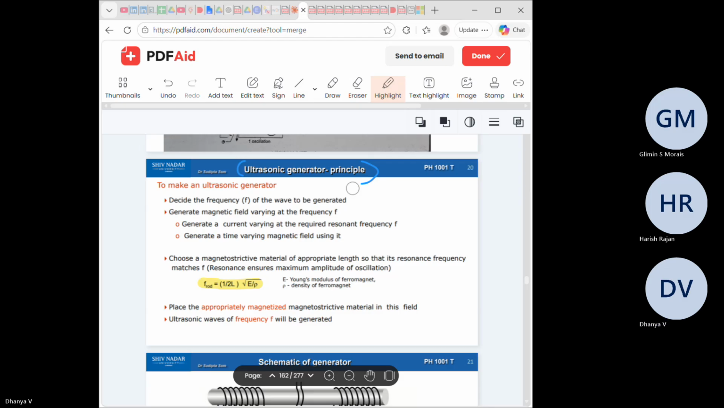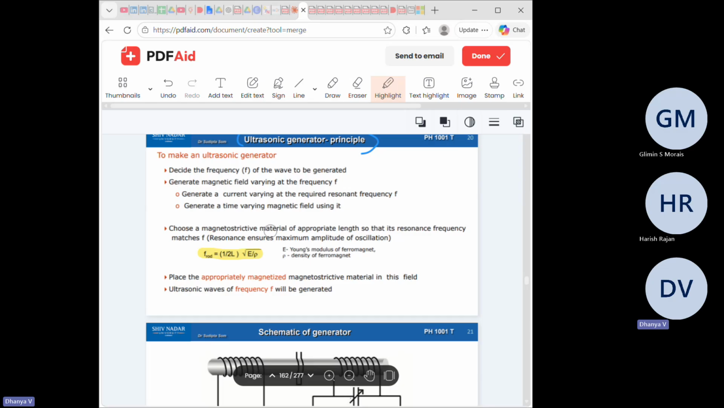Now here, you have to first decide what frequency you want. After you perform this, at what frequency should your ultrasonic wave be? That is something you should decide in advance. Then you generate a magnetic field according to that. So you generate a current varying at the required reference frequency f, and generate a time varying magnetic field using it. Based on the frequency that you need, you generate the respective magnetic field.